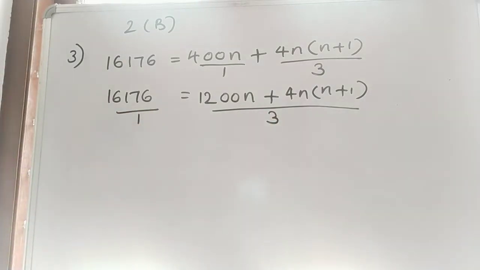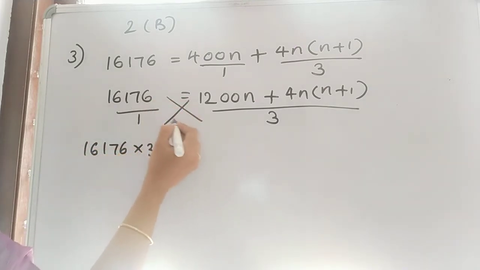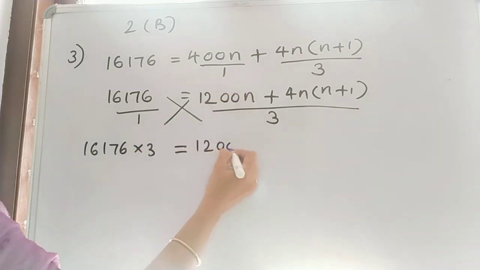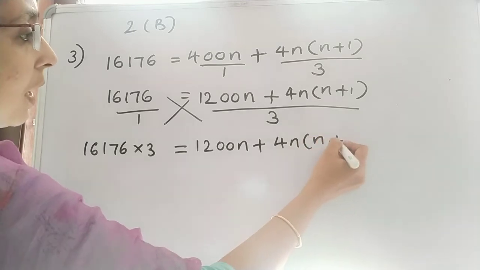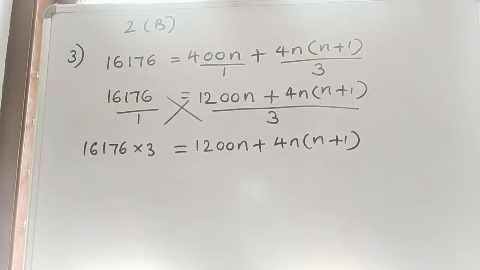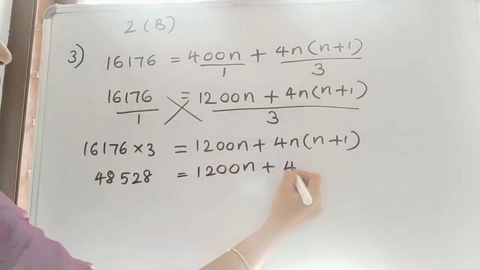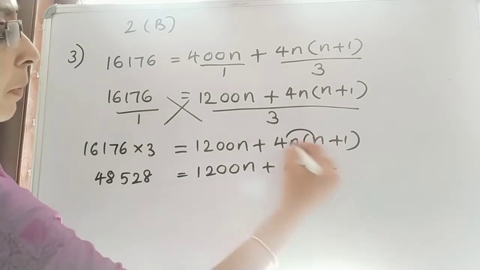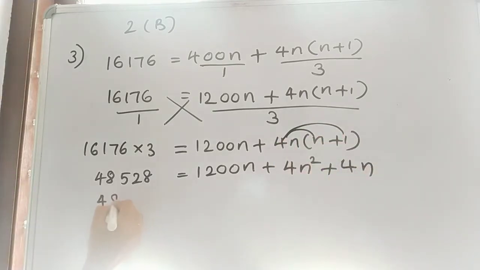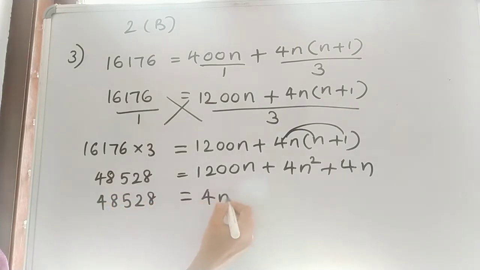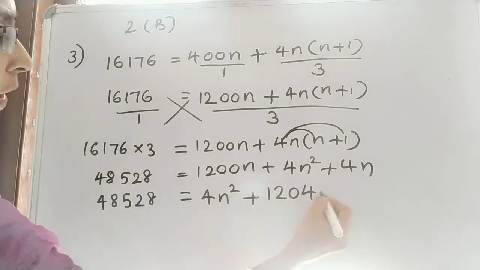16176 can be written as 16176 divided by 1. Then cross multiply. So you will get 16176 into 3 is equal to 1200N plus 4N into N plus 1. This we are multiplying by 1. So 16176 into 3 is 48528. 48528 is equal to 1200N plus 4N square. Change the brackets: 4N square plus 4N. So 48528 is equal to 4N square plus 1204N. This we are adding: 1200N plus 4N is 1204N.